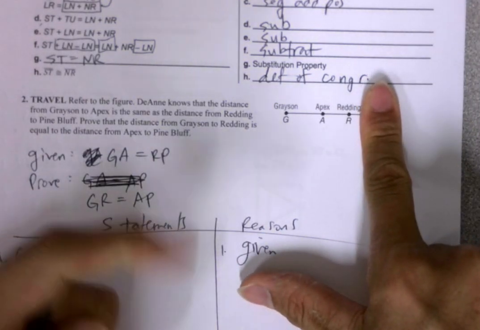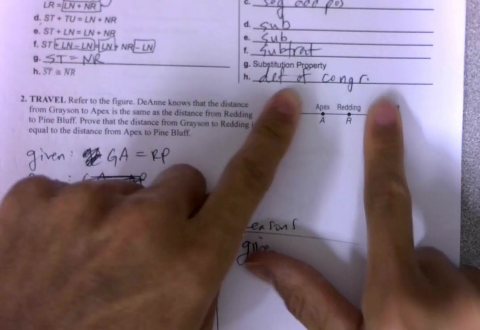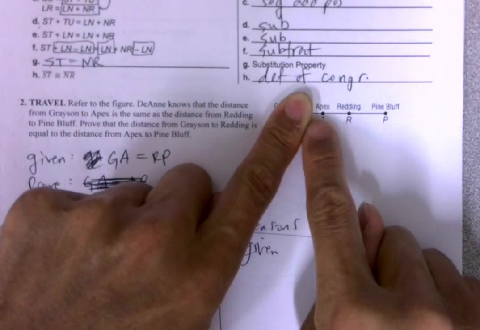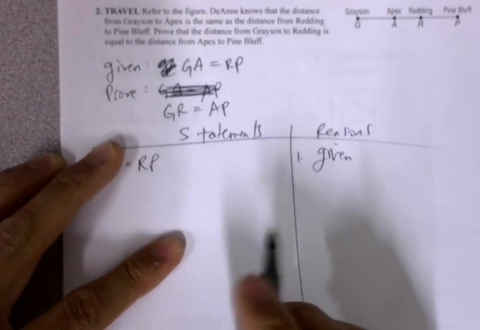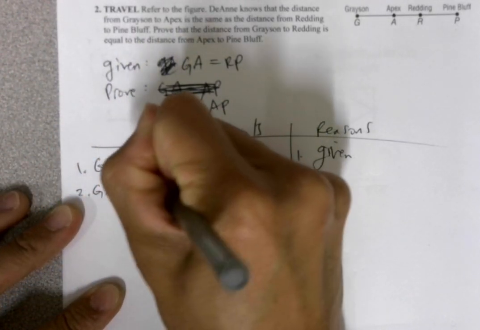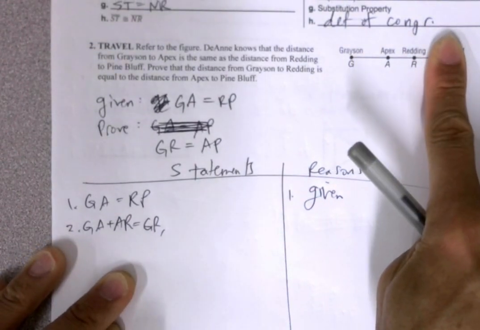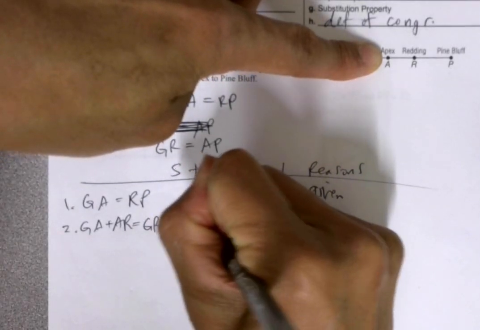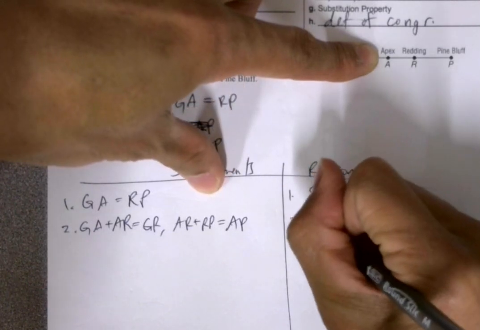Okay? But if we're given 4 points on a line like we are here, we do seg-add-pos on the first 3 points to create an equation, namely GA plus AR is equal to GR. Then we do seg-add-pos on the second 3 points to create a second equation, namely AR plus RP equals AP. First part plus the second part equals the whole part. So that's what we're going to do here. Okay. So now I'm going to say GA plus AR is equal to GR. That's my first equation. This one right here. Okay. Now I'm looking at my second 3 points, and I'm going to say AR plus RP is equal to AP, and that's going to be seg-add-pos.